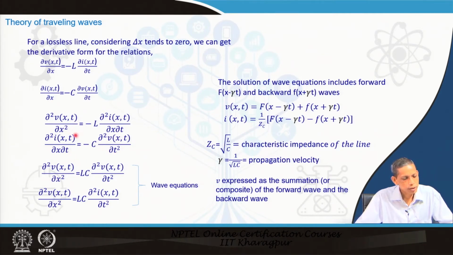This is intentionally done. From this we can say that these two are related. Therefore, we can write del square V upon del x square equals, substituting this one, L C del square V upon del t square.